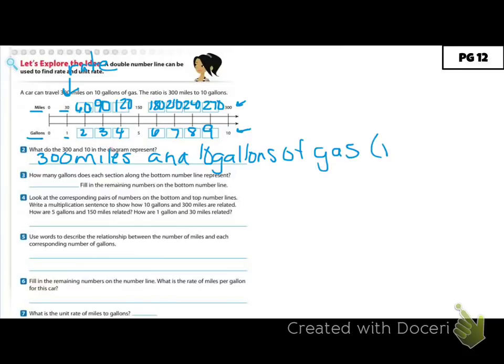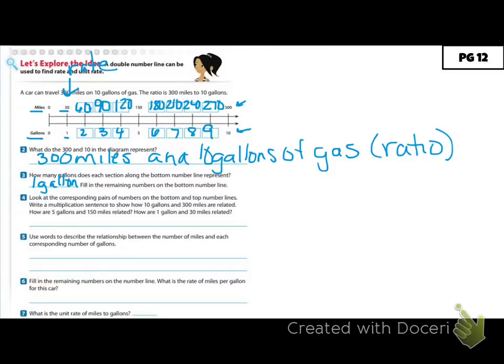Okay, and then that is our ratio. It's just our basic comparison. Number 3 says, how many gallons does each section along the bottom number line represent? Well, each one represents 1 gallon. And we've already filled this in, but we need to make sure that it's done.